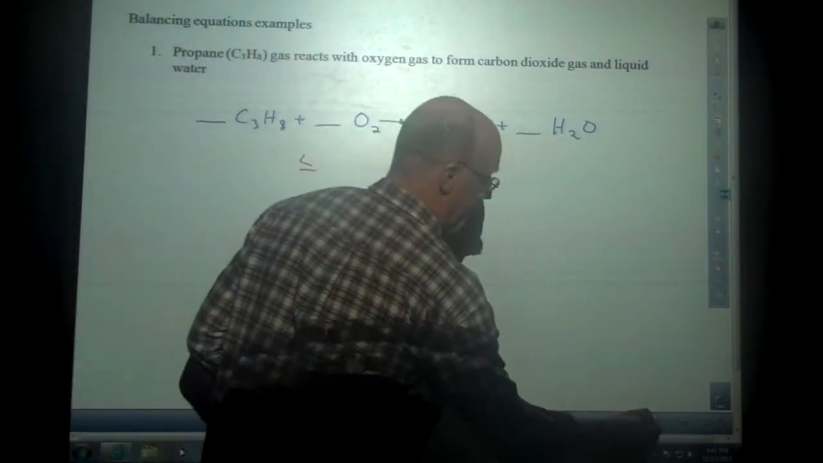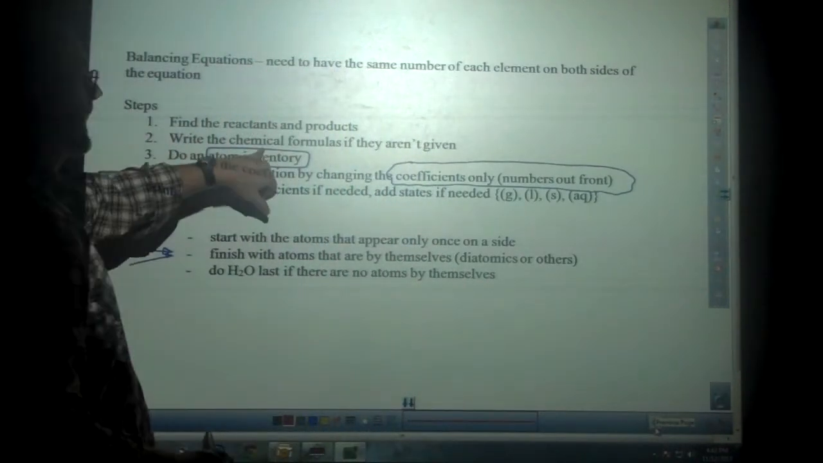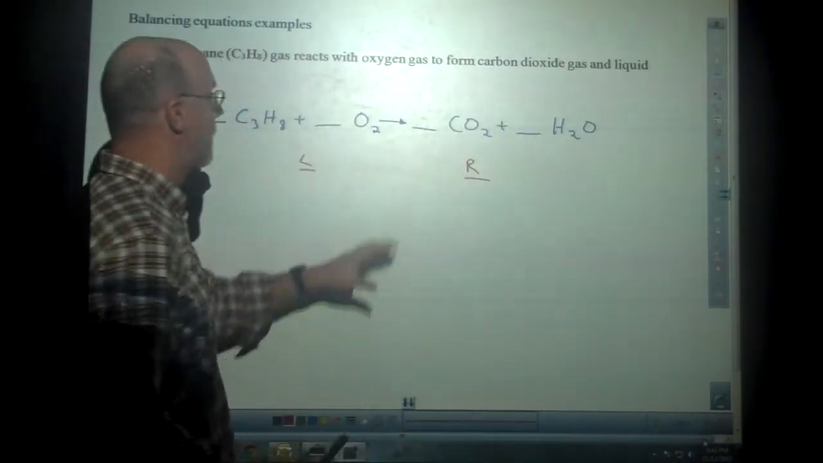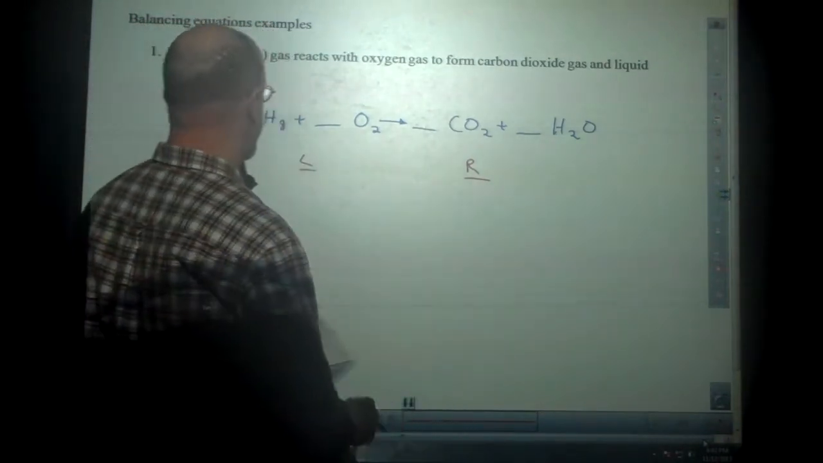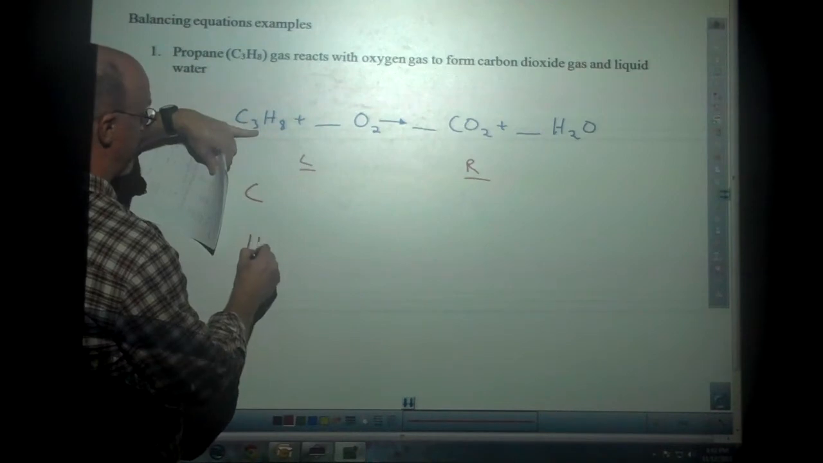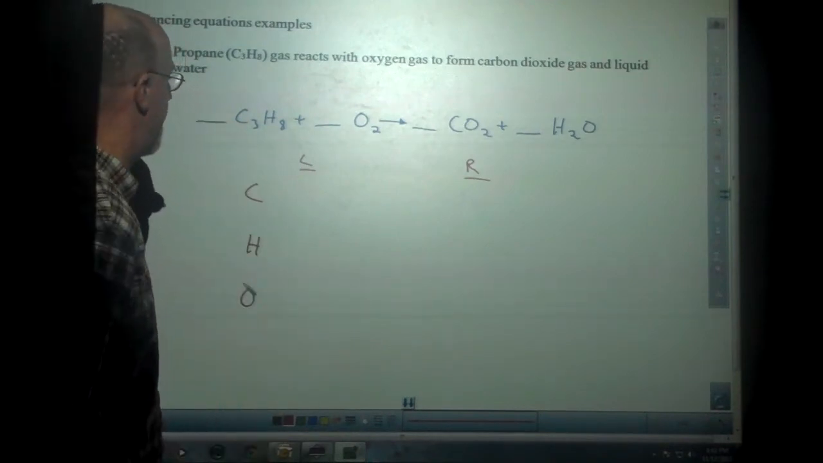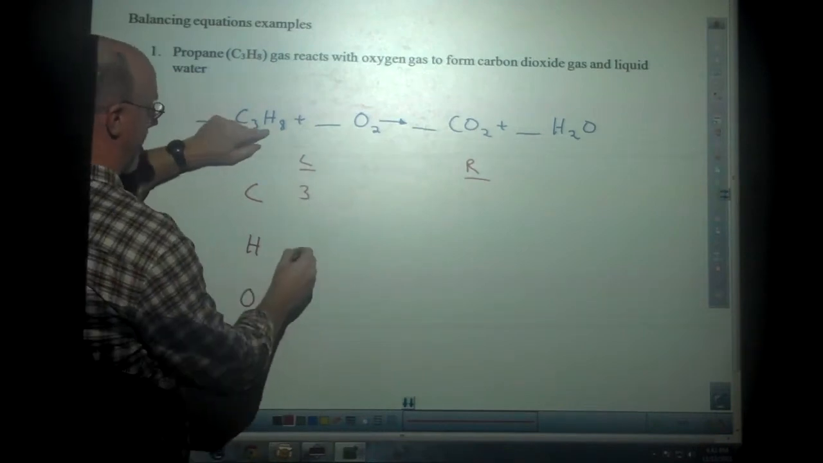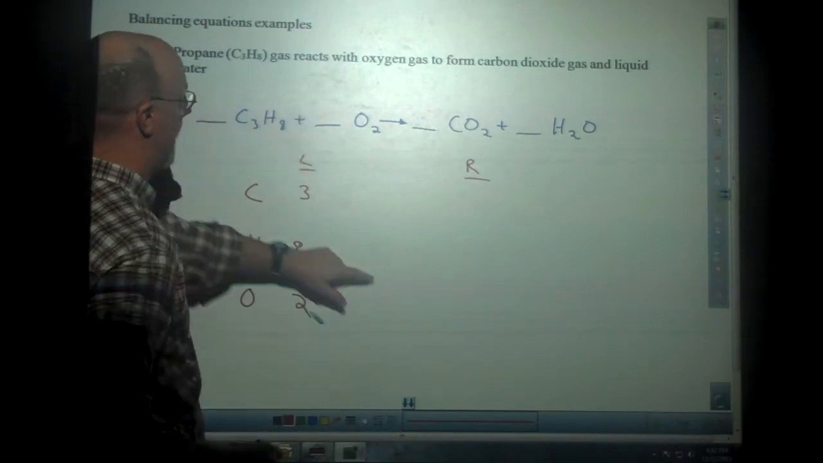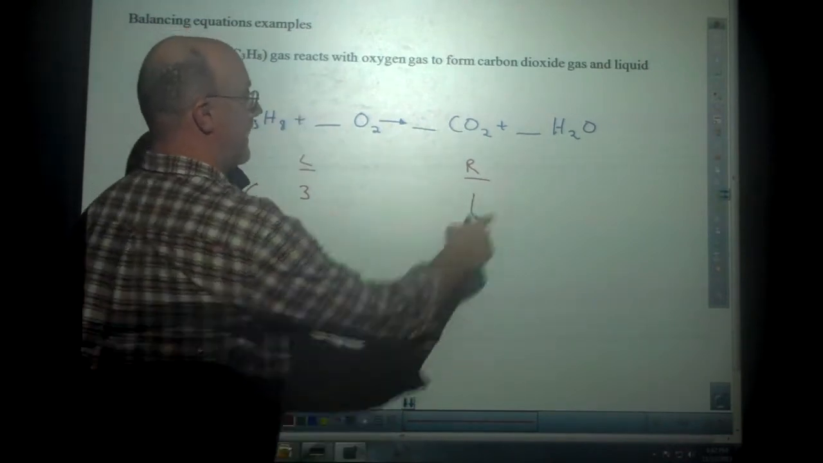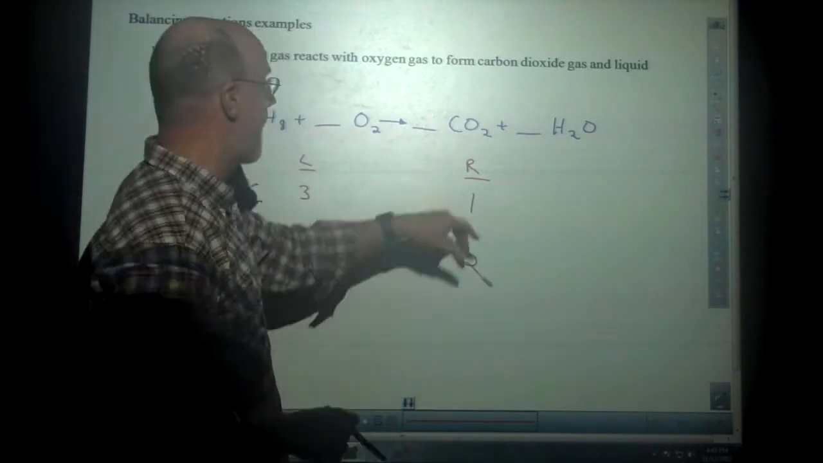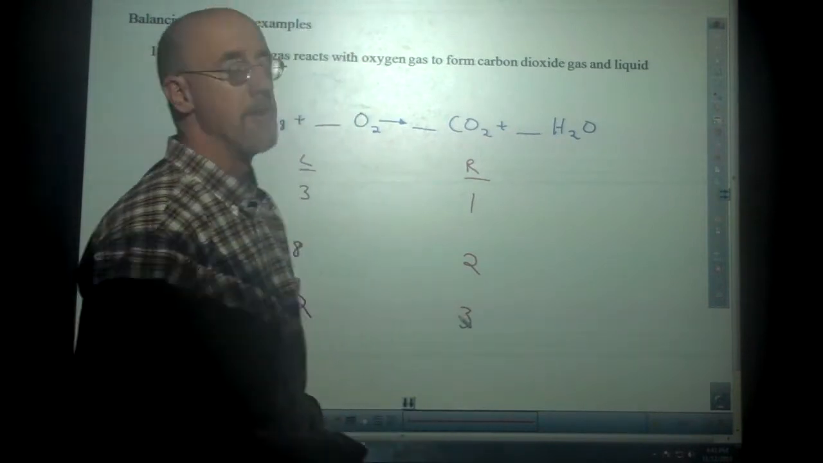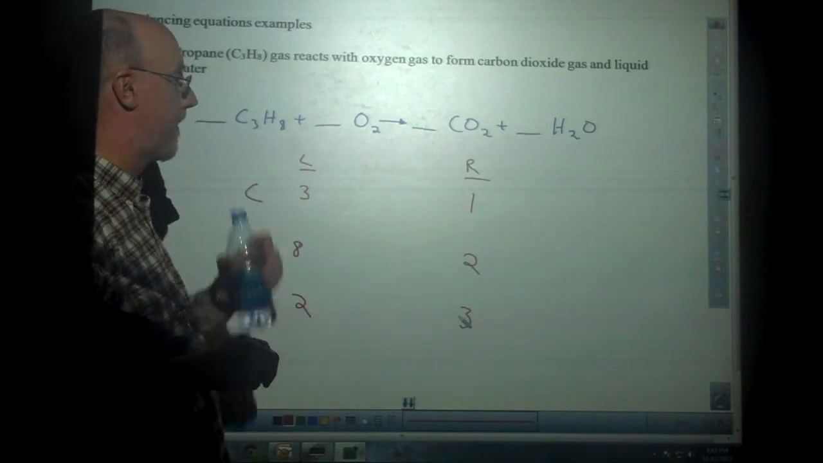So our steps are, write the chemical formula, we did that. Do an atom inventory. So this is how we do the atom inventory. We're looking on the left side of the arrow and the right. So we have some carbon, we have some hydrogen, and we have some oxygen. Go ahead and do your count. So on the left we have 3 carbons, 8 hydrogens and 2 oxygens. On the right we have 1 carbon, hydrogen is 2. But be careful with the oxygen. It's 2 plus 1 is 3. So oxygen is in 2 different places, so we need to make sure that we do the total count for oxygens.